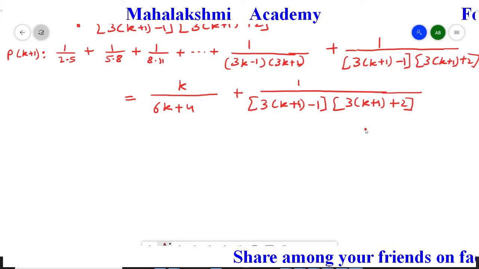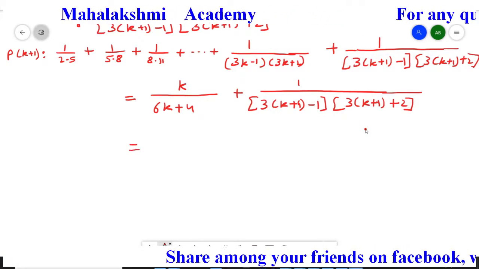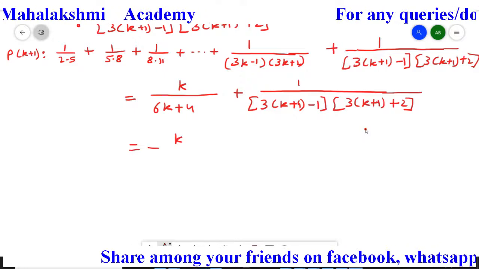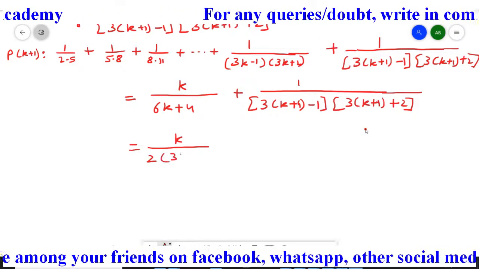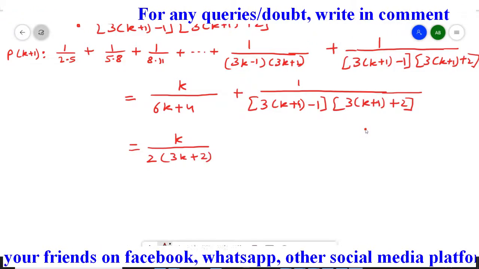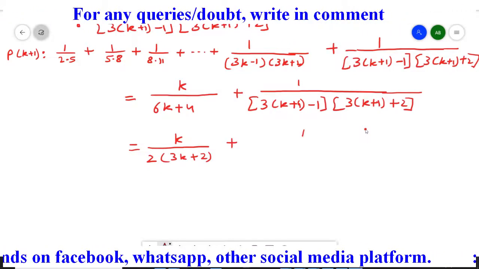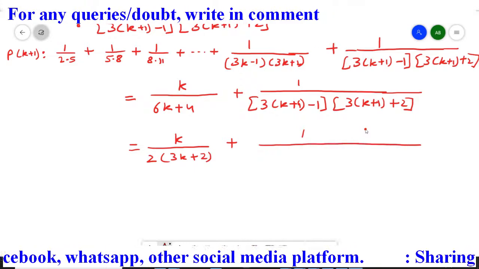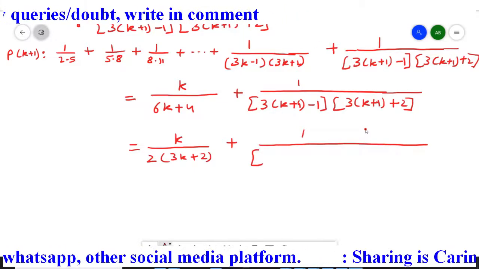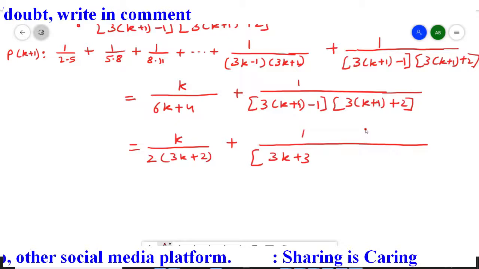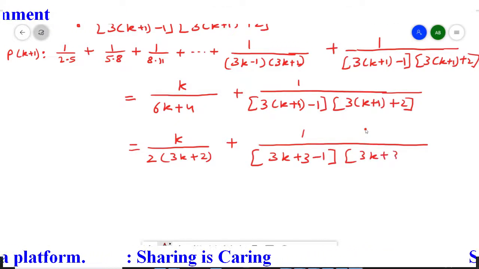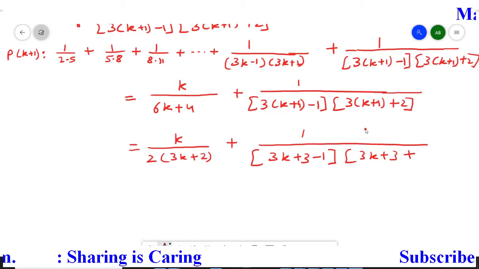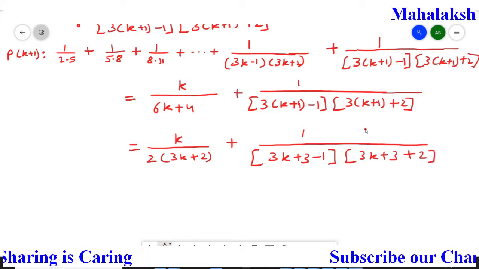So the next step is, whatever changes we are going to do, we do in the right side only, and the left side we have to keep as it is. So I am taking 2 common, so we are left with 3k plus 2 plus, and here I am going to open only the small brackets, so that is going to give me 3k plus 3 minus 1 and then 3k plus 3 plus 2. So I hope it's clear to you.